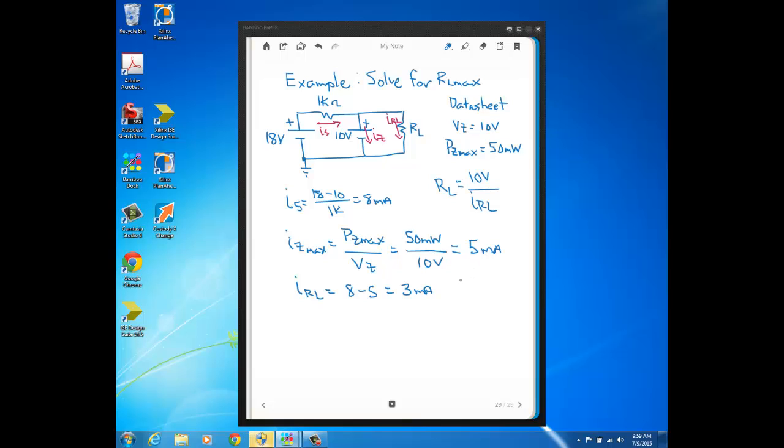And now RL is 10 volts divided by 3 milliamps. That comes out to 3 1/3 k ohms. So that's how you go about calculating RL max. Now, this calculation here was assuming no safety factor. SF here stands for safety factor.